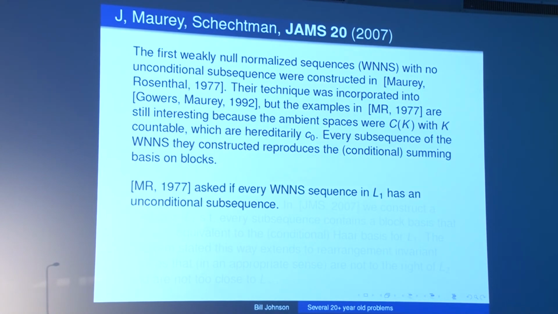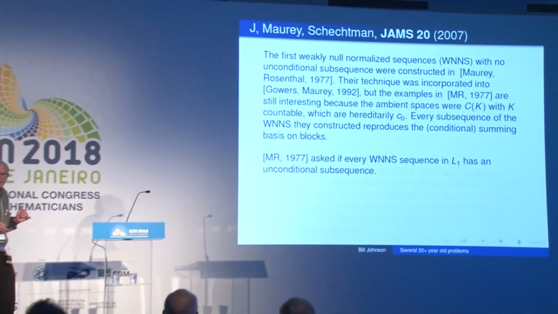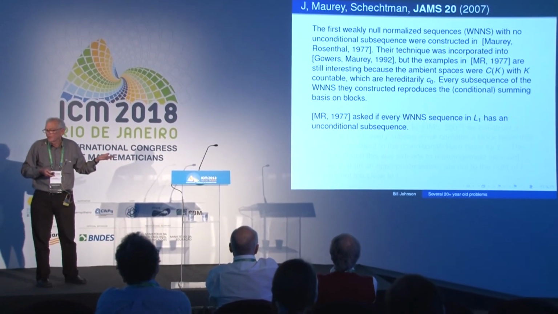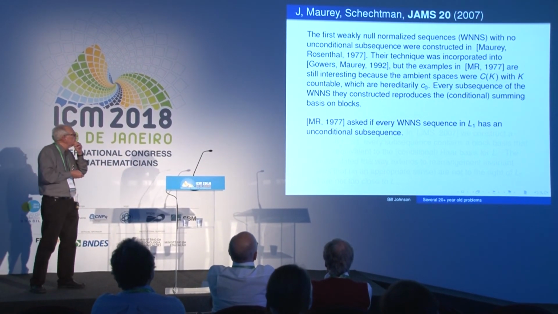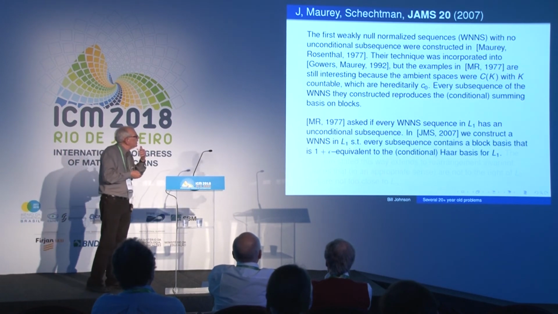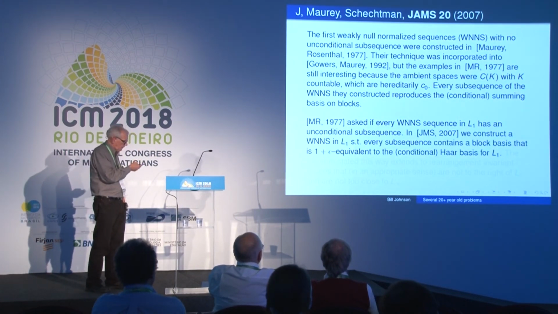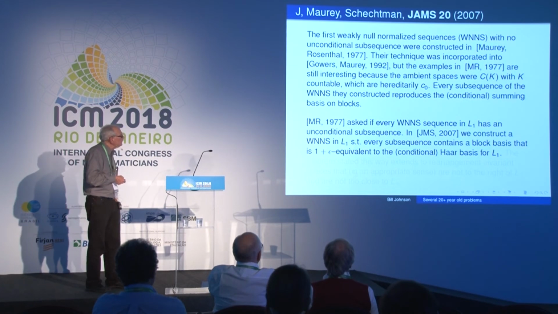And they ask in this paper whether every weakly null normalized sequence in capital L1 has an unconditional subsequence. Now, if you look at capital Lp for p in the reflexive range, it already has an unconditional basis, and so it's very easy that every weakly null normalized sequence has a subsequence that's essentially a block basis of that, and so it's unconditional. But L1 has no unconditional basis. It doesn't even embed into a space with unconditional basis, so they weren't able to build an example. But this is what Maurey, Schechtman, and I did in this paper.